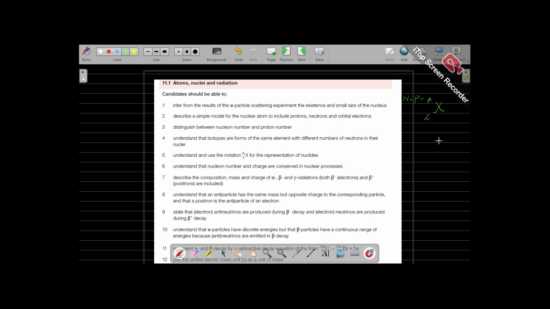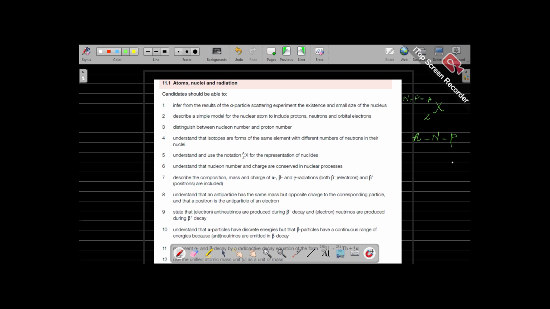So if you have to find the number of protons and you are provided with the number of neutrons and the number of nucleons, all you have to do is subtract from the number of nucleons the number of neutrons, and you'd be getting the number of protons, which is the charge number.